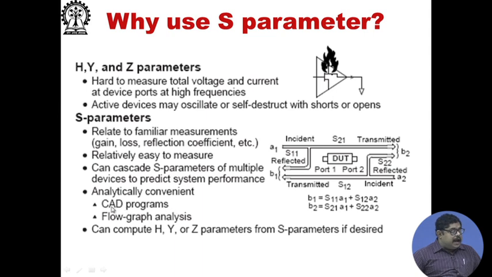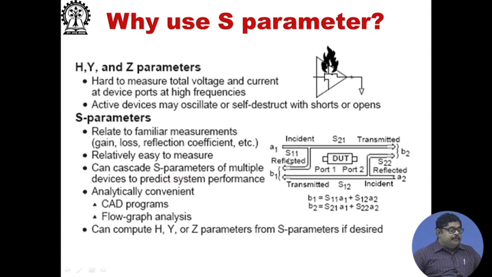There are various CAD programs by which you can find out those reflection coefficients, transmission coefficients, etc. Also, we will see flow graph analysis, the third tool by which you can also find these out. Then, as I said, there are interrelations between these parameters. So, if required to calculate H parameter, Y parameter, Z parameter or ABCD parameter, that can be done from S parameters if desired.